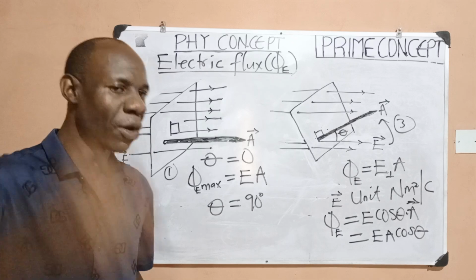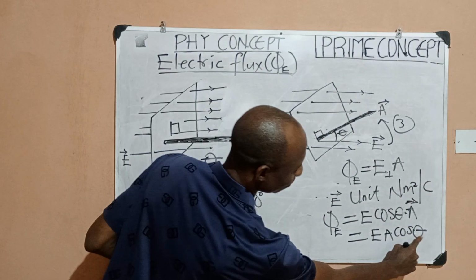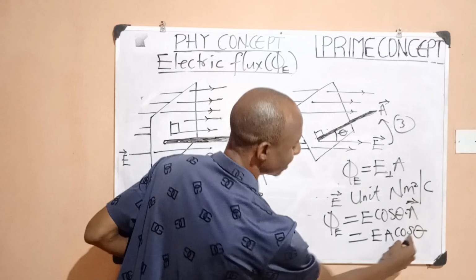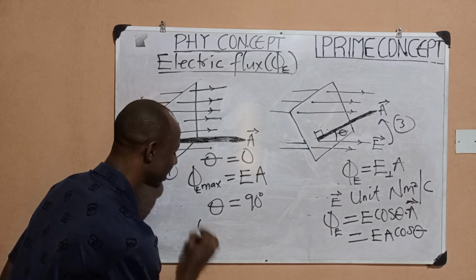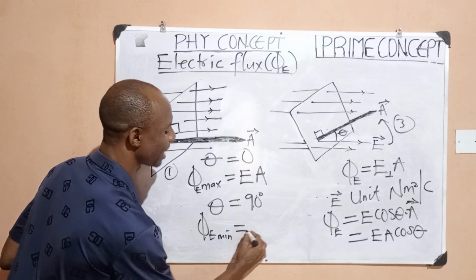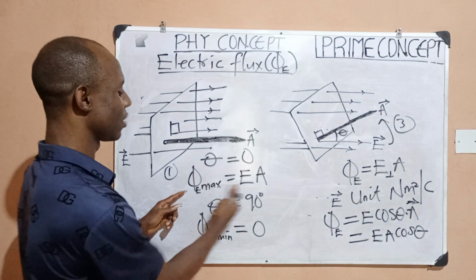You obtain minimum flux when theta is what? 90 degrees. So when you substitute 90 in this formula, you have cos 90, which is 0. 0 times EA is 0. So it means that the minimum, the lowest flux you can obtain is actually 0 flux. The highest flux you can obtain is what?